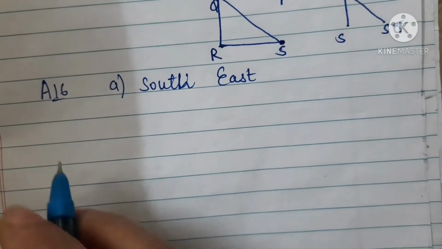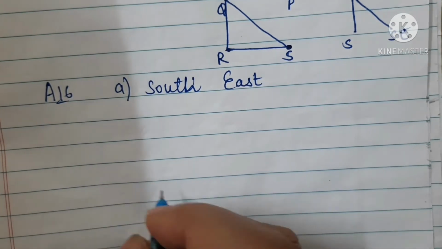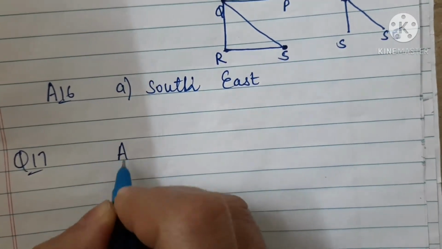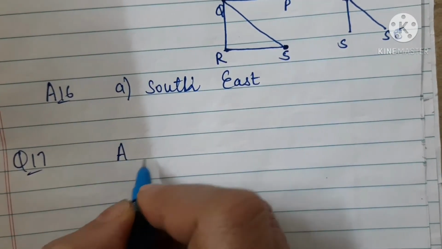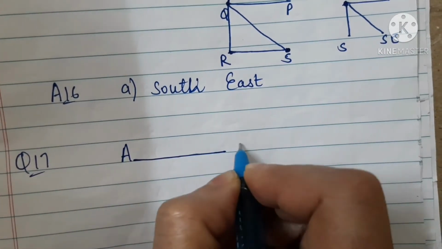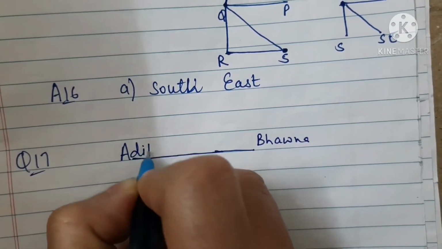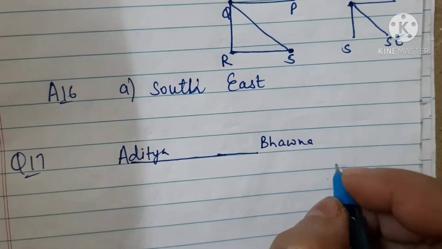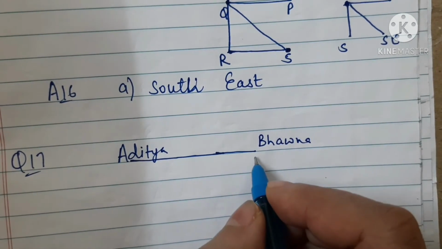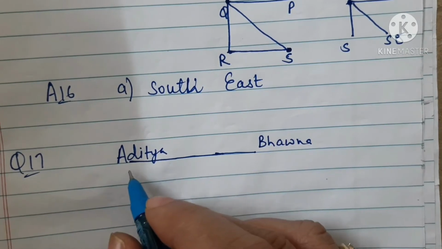Now 4 friends are there: Aditya, Bhavna, Chavi and Daksh. House of Bhavna is in the east of Aditya's house. So now let's do question number 17. If Aditya's house is here, then Bhavna's house is in the east of Aditya's house. So east means Bhavna's house will be here. This is Bhavna's house. This is Aditya's house. House of Bhavna is in the east of Aditya's house, but in the north of Chavi's house.